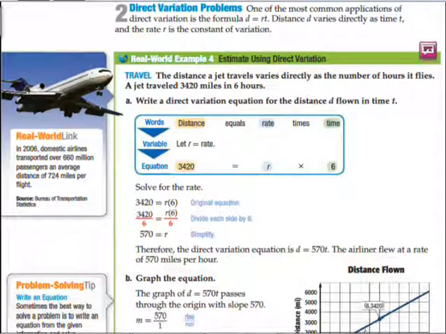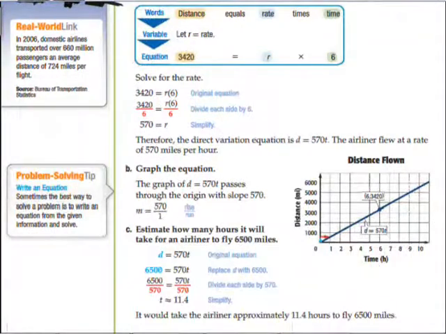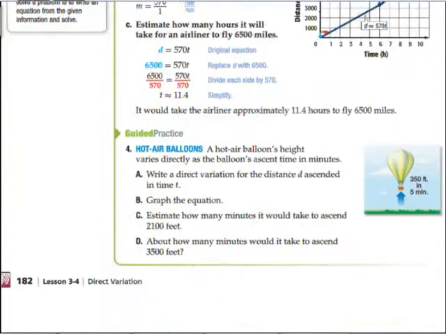Let's take a look here. One of the most common applications of direct variation is the formula distance equals rate times time. You'll recall that from the last test. The distance a jet travels varies directly as the number of hours it flies. So a jet travels 3,420 miles in 6 hours, so we're able to figure out the rate. Then we can graph it very simply, and we can estimate all sorts of things based on that graph.